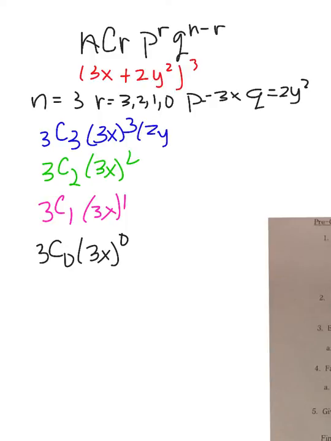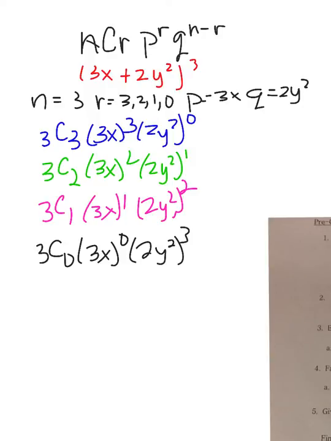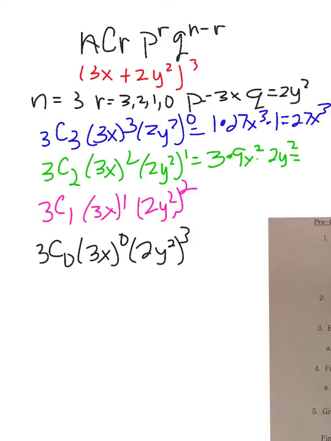Q is 2y squared, so that's going to be raised to the 0 power. 2y squared to the first, 2y squared to the second, and 2y squared to the third. Alright, 3C3 is 1 times 3x cubed is going to be 27x cubed. And 2y squared to the 0 is 1, so that's 27x cubed. 3C2 is 3. 3x squared is 9x squared. 2y squared to the first is 2y squared. So this is going to give me 3 times 9 times 2 is 54. So it'll be 54x squared y squared. It's a square in there.